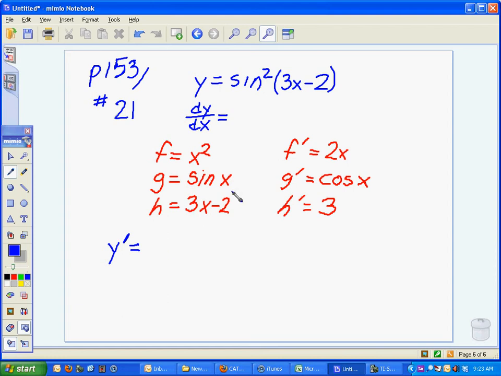Well, it still starts the same. It's still f of g. 2 times, and then we plug g in for f. But it's not just g, it's g of h. F prime of g of h. So h gets plugged in to g here, like that.